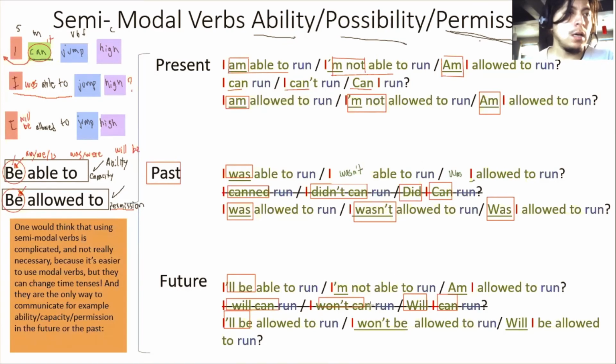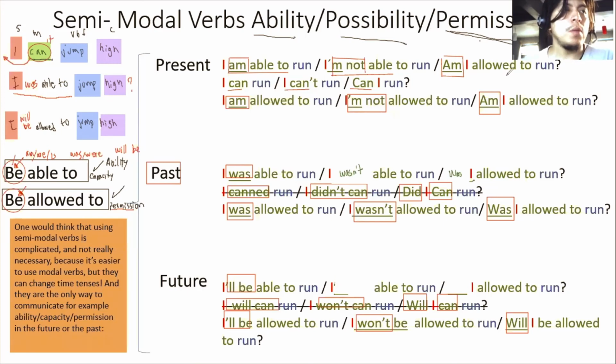Yes? Won't be allowed to. Won't, will I be allowed to? I forgot to change this, so let's do this right now. This is in the present. Let's make it in the future. Okay, so how do you make this in the future?